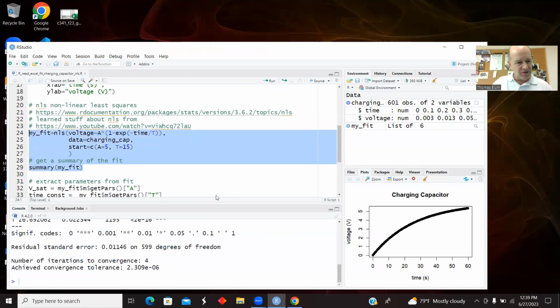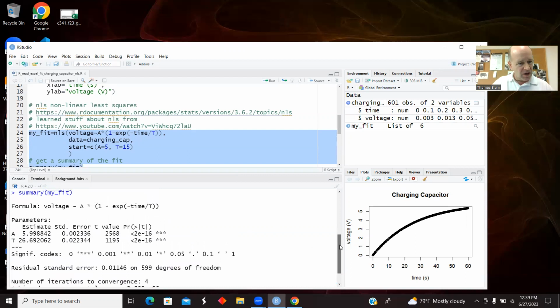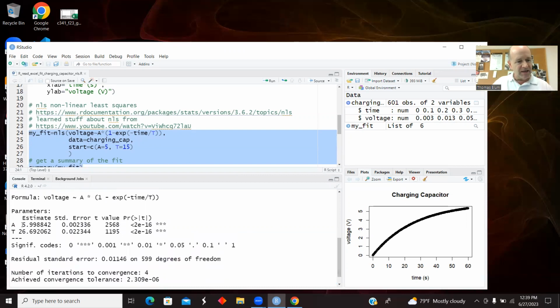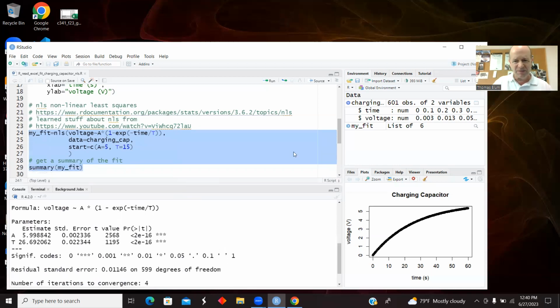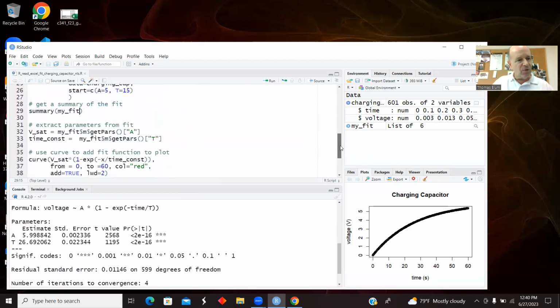So that's down here in the console, and we can see that it's telling me that A is about 6, and the time constant T is about 26.7, and seems to have converged. Number of iterations, 2 convergence, 4, so it didn't go to too many iterations because I gave it a pretty decent starting spot. And okay, so now what's next?